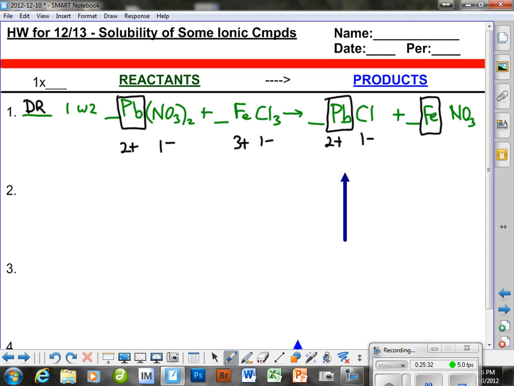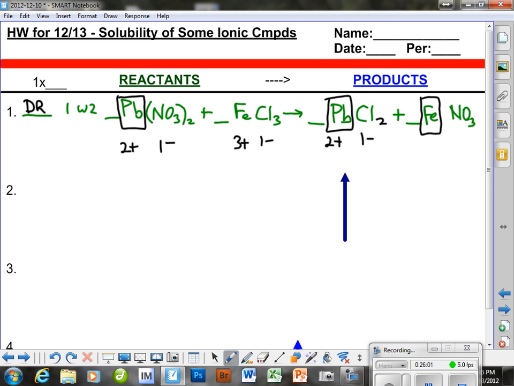So, for this one, I've got to know what my subscripts are. Guess what? Remember the crissy-crossy? Okay, we're going to do that crisscross right here. Is that what the X is for? Now, what is the subscript going to be on iron? 1. 1, yes. And chloride? 2. Yes. Isn't that easy?